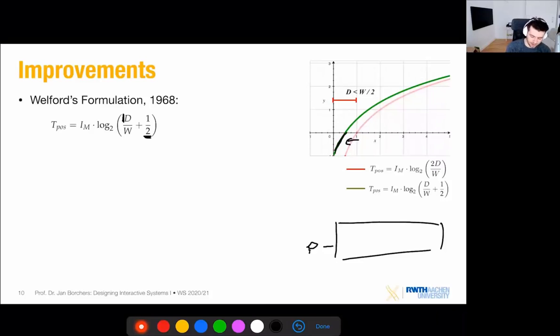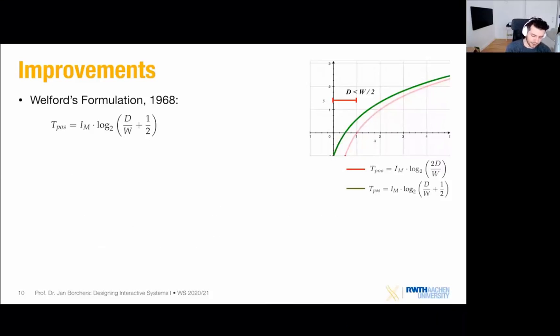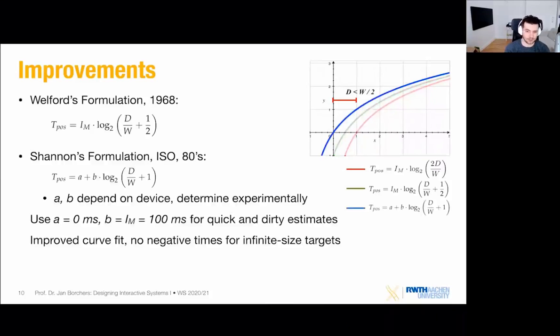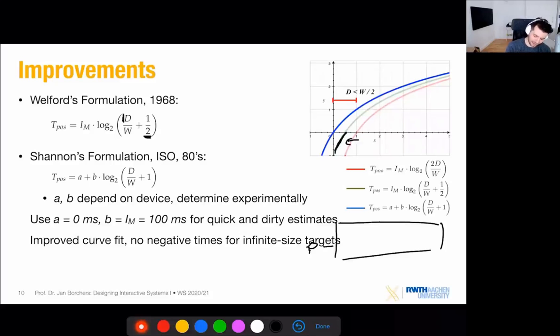So afterwards, we have another formula, which is Shannon's formulation. And Shannon shifted it again with just a simple +1 here. So we have a +1 here now, and this gets rid of all the problems. He also introduced some different things. He also introduced these 2 constants here, or these 2 values, A and B.